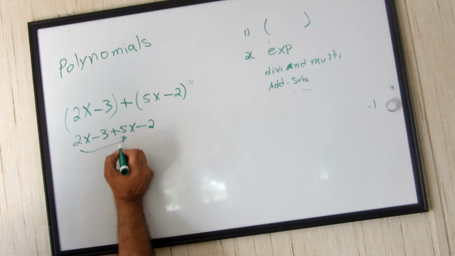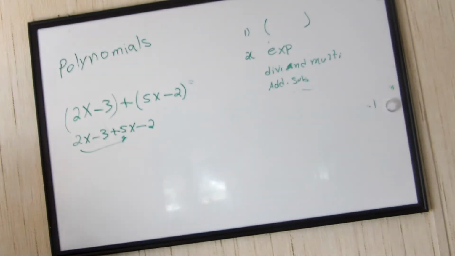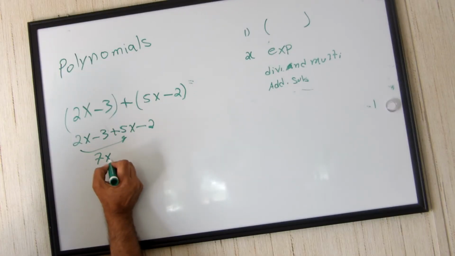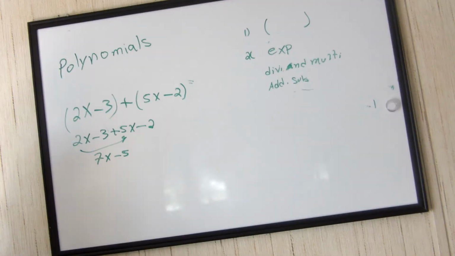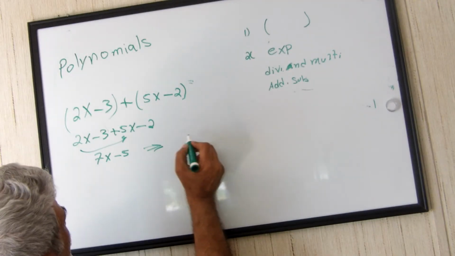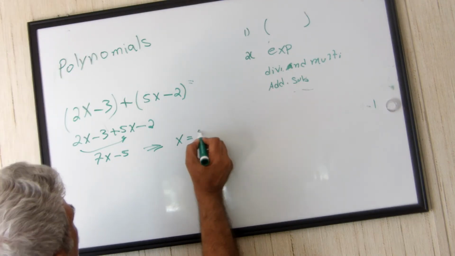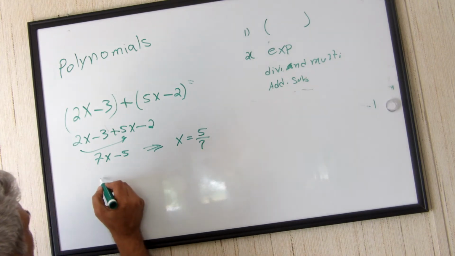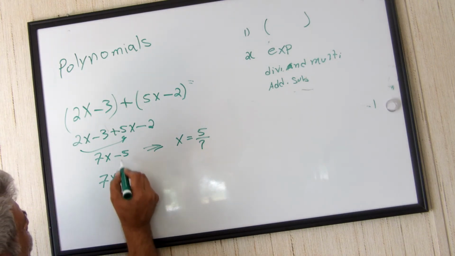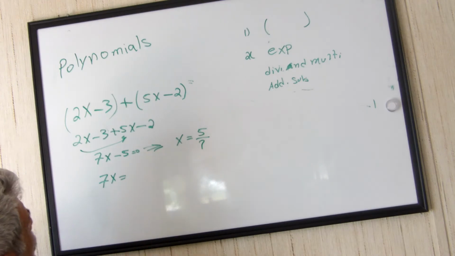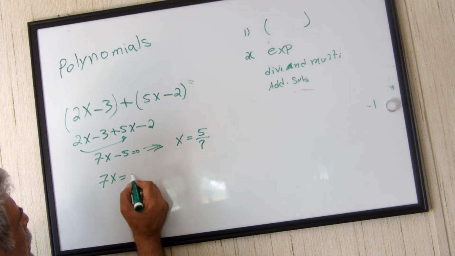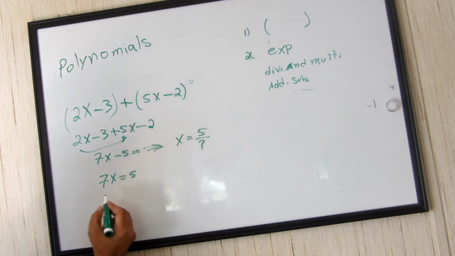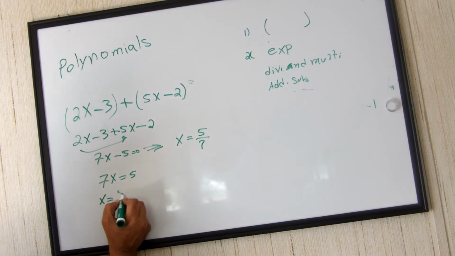We have 5x here, we have 2x here. It's going to be 7x. And minus 3 minus 2 is going to be minus 5. So if you find the result of this, it's going to be x equals 5 over 7. See what happened? 7x minus 5 is equal to 0, and then the 5 goes to the other side and changes its sign, and then x is equal to 5 over 7.